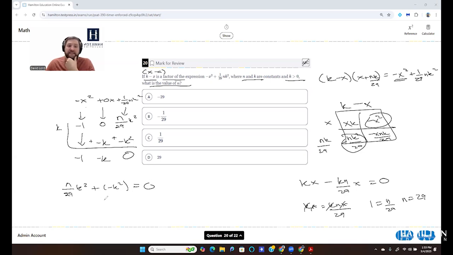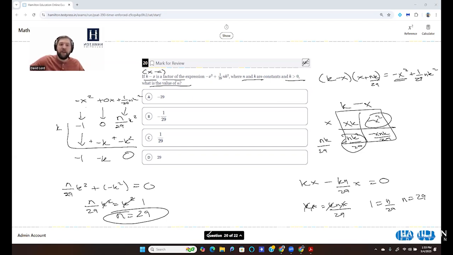So as we can kind of see here, we can set them equal to each other. And the k squareds cancel out, leaving you with 1. And so again, n must be 29. So it's a pretty tricky question, but definitely there's a lot of algebra terms in there. So keep an eye on them there. All right, let's go on to the next one.